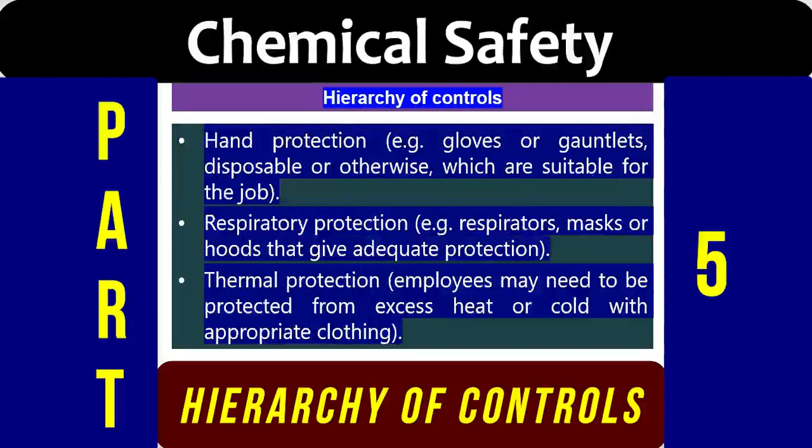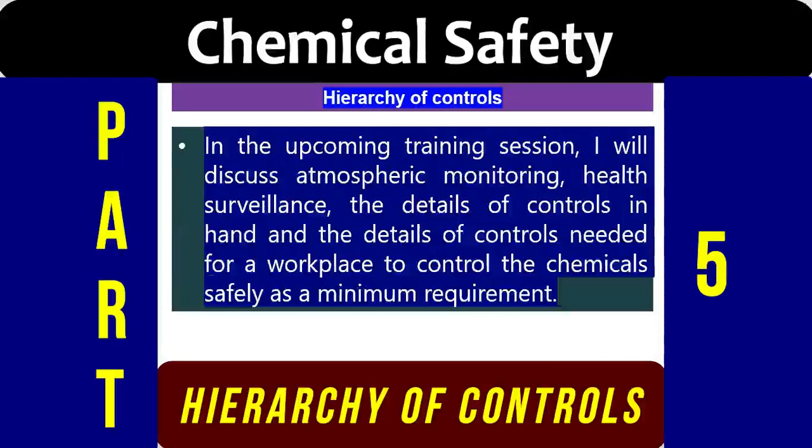Hand protection, for example, gloves, disposable or otherwise, which are suitable for the job. Respiratory protection, for example, respirators, masks, or hoods that give adequate protection. Thermal protection. Employees may need to be protected from excessive heat or cold with appropriate clothing. These all are the different examples of personal protective equipment.